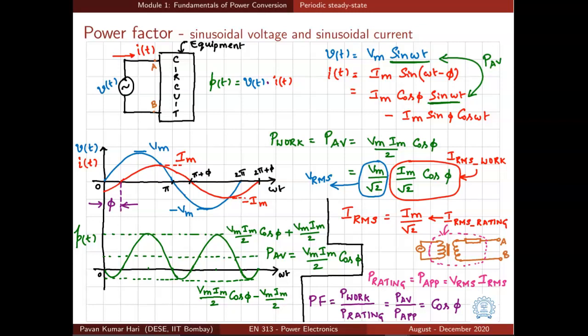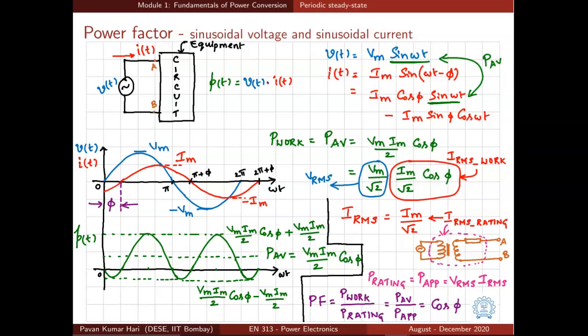That is why this total RMS current IRMS is referred to as I rating here. So if we need to calculate the power rating of the input side equipment, we should multiply voltage and current Vrms into IRMS, the total RMS. For example, if we are choosing a transformer to be on the input side, the power rating of the transformer is calculated as Vrms into IRMS. So P rating is equal to Vrms into IRMS, and that is known as apparent power PAPP.